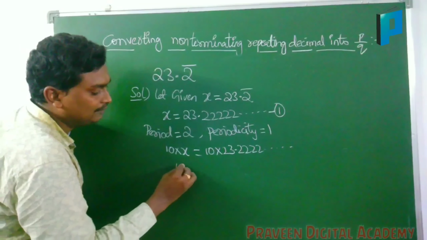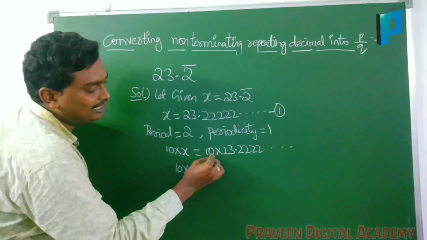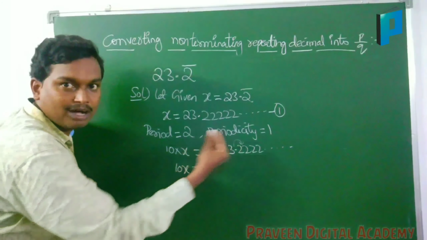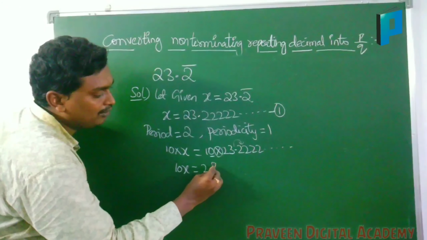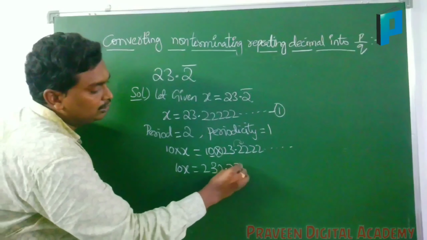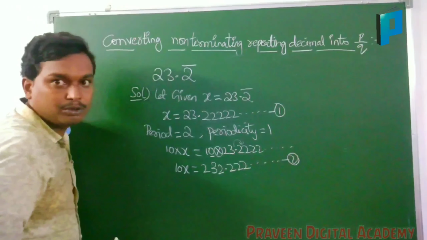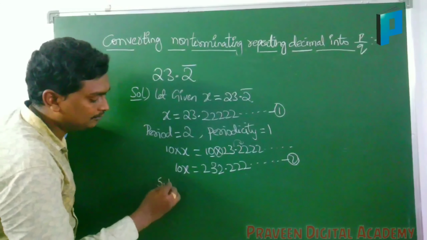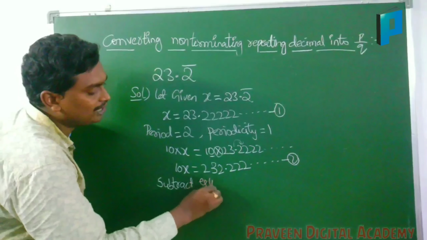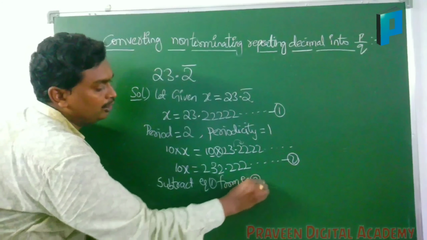So you got 10 into x is 10x is equal to 10 into 23.222. Multiplying by 10, the point moves one place to the right. You will get 232.222 and so on. This is equation 2. Now subtract equation 1 from equation 2.